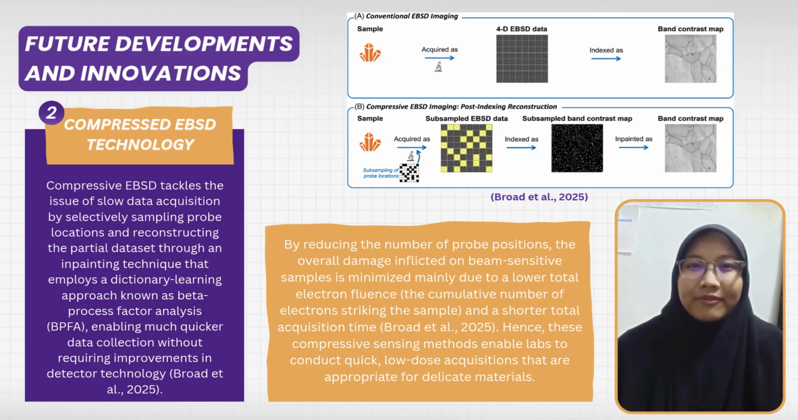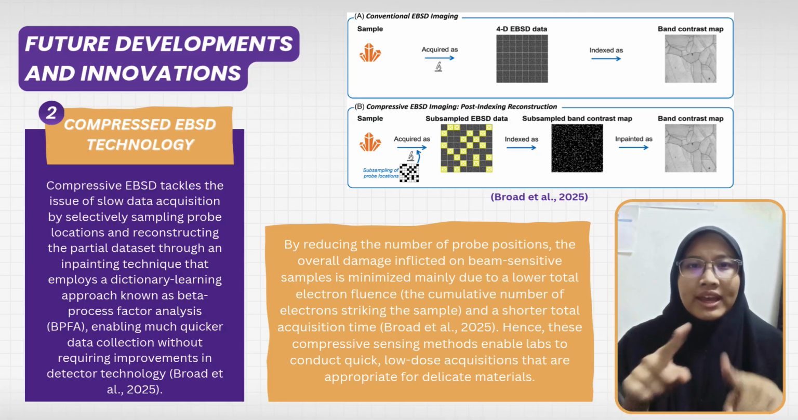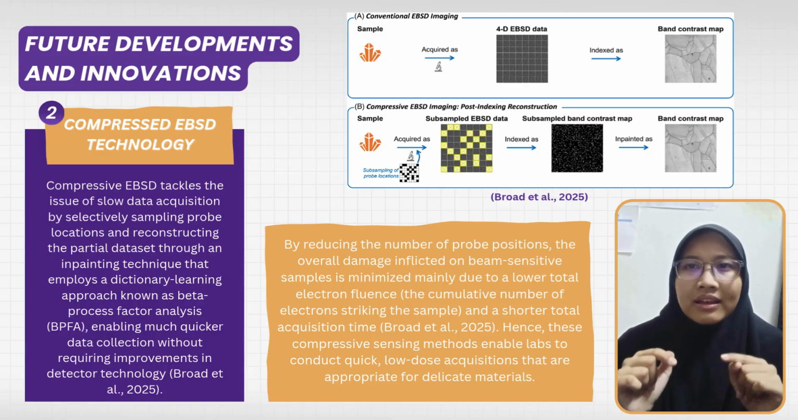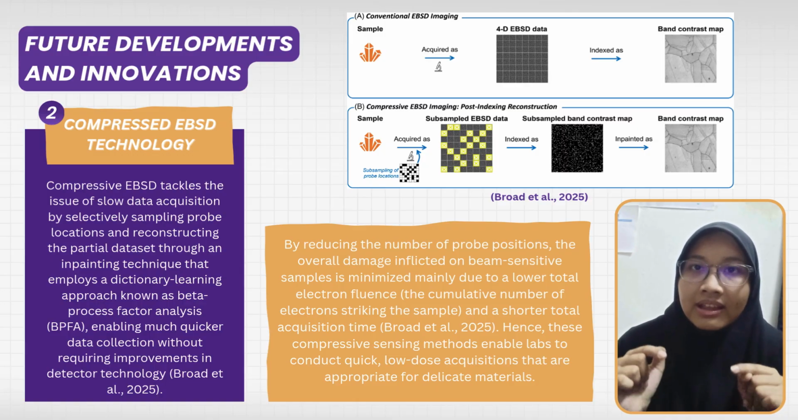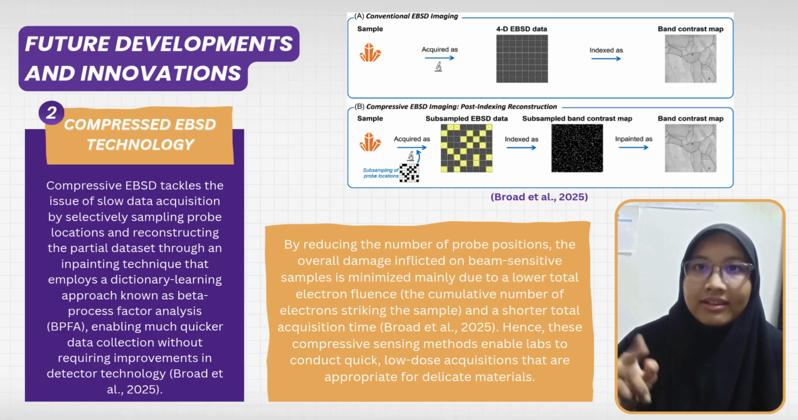So, compressive EBSD tackles the issue of slow data acquisition by selectively sampling probe locations and reconstructing the partial dataset through an in-painting technique that employs a dictionary learning approach known as beta process factor analysis (BPFA). This BPFA enables much quicker data collection without requiring improvements in detector technology.